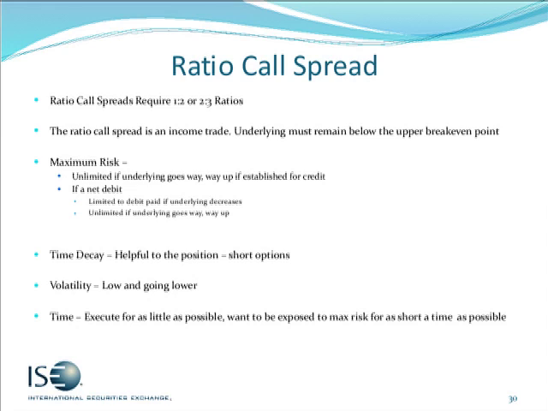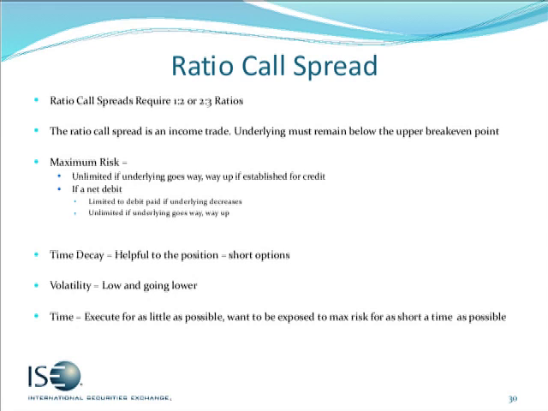The maximum risk, if that underlying pays off and goes way up, you have an unlimited risk in the trade. You don't have the bailout position you get in some of the credit spreads. You've got basically a hedge tucked away in there. If it's going for a net debit and you're limited to the debit, if the underlying decreases, at your risk, you could lose the debit that you paid. If the underlying goes way up, you're at that unlimited risk, as I said.